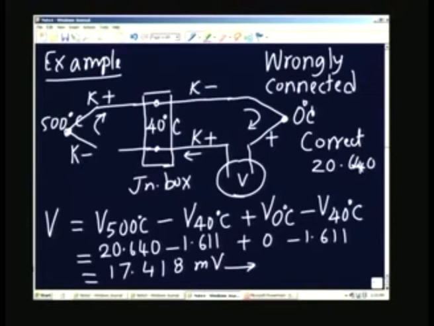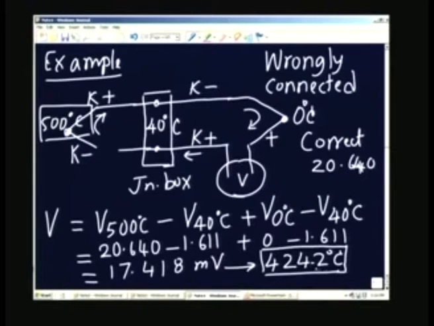If you were to convert this to a temperature, because this is what I would read, I would not be obtaining this 17.418 by calculation like this. What I would get is directly the reading from the voltmeter. This would be the reading, and if I convert this reading to the temperature, it will correspond to 424.2 degrees Celsius. What we wanted to measure is 500, and what we are inferring is 424. So, you see that there is a very large error.